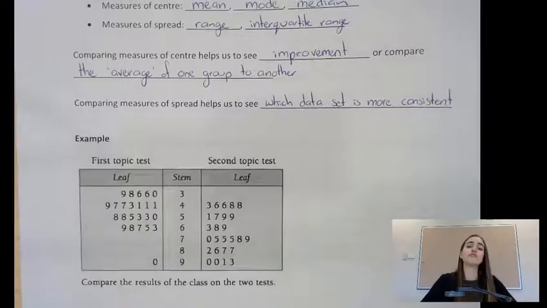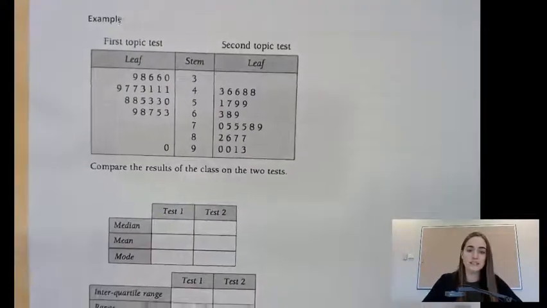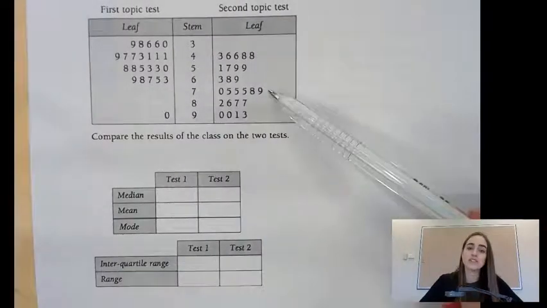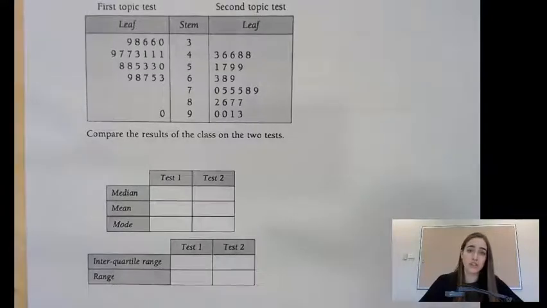So what we're going to do first, before we make any comparisons, is to find out all of our summary statistics. So for that data set, for test 1 and for test 2, we're going to find the mean, the mode, the median, and the interquartile range and the range. So there's quite a lot of work that goes into a question like this, and once we've got all those numbers, then we can make a judgment on them.